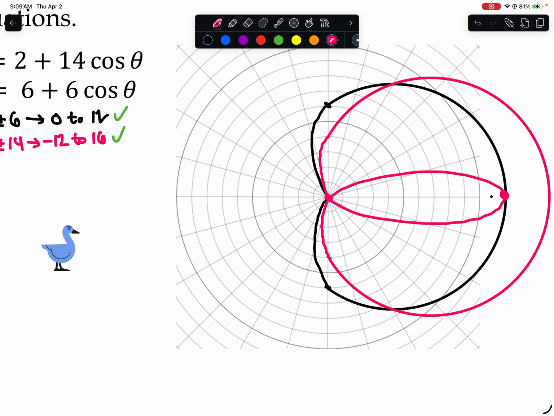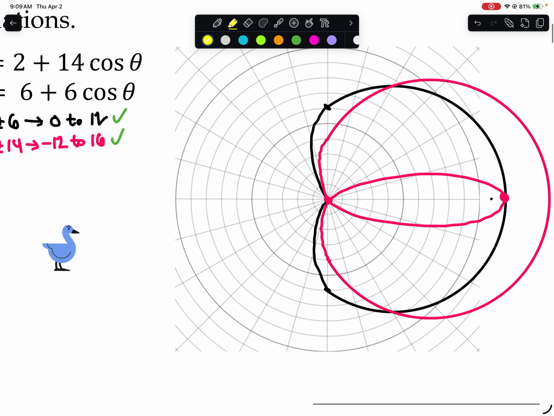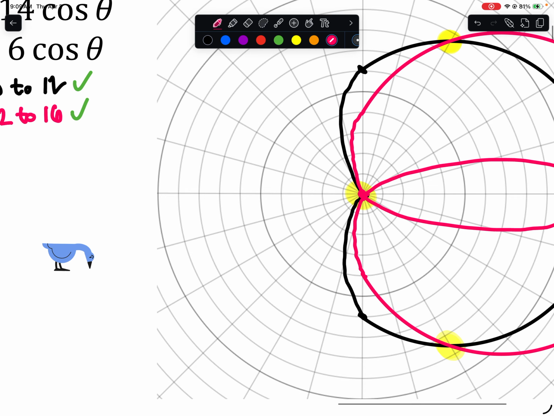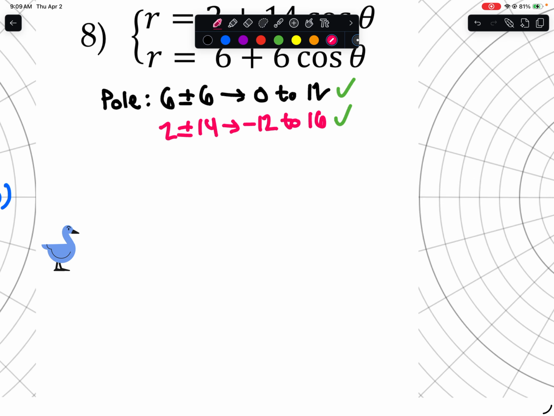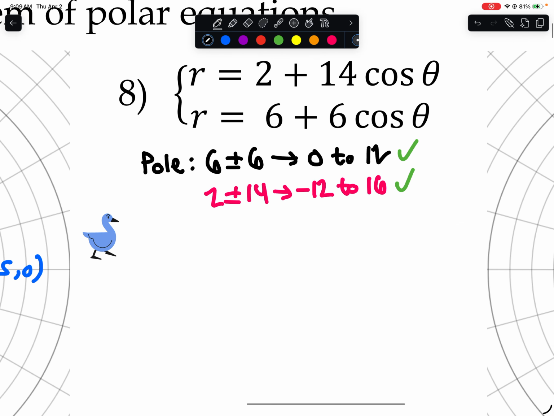So when I look at my graphs here, I'm going to have points of intersection about over here, here at the pole, and then down here. So we're going to have 4 points of intersection. So I can already see that the pole is going to be one of my points of intersection. Now we're going to algebraically solve for the other points.